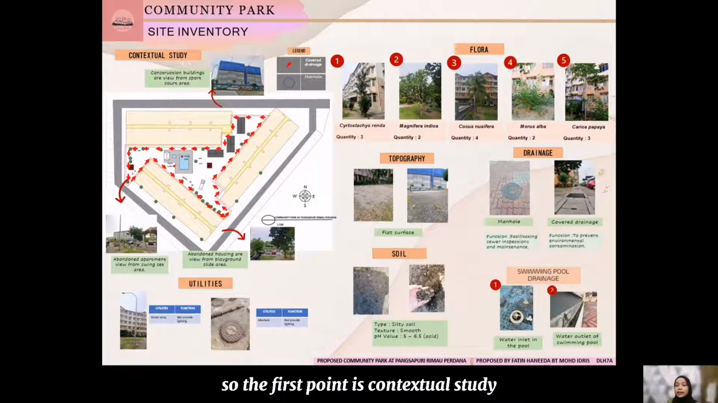So the first point is contextual study. Contextual study is anything in the surrounding area of the site. So for this site, there is a construction building, a view from the sport court area, and then the abandoned housing view from the playground slide area, and then the last one is the abandoned apartment view from the swing set area. So for flora, it has many varieties of plants in this site such as Citrostestirenda, Mangifera indica, Cocos nucifera, Morus alba, and Carica papaya.